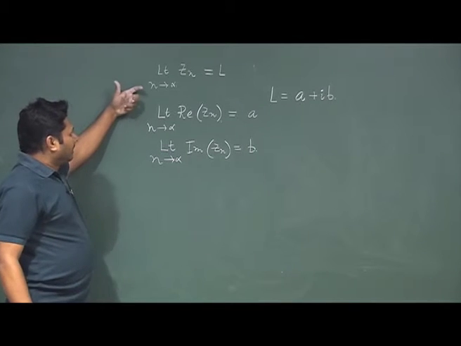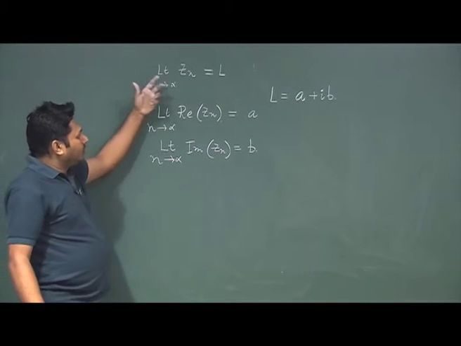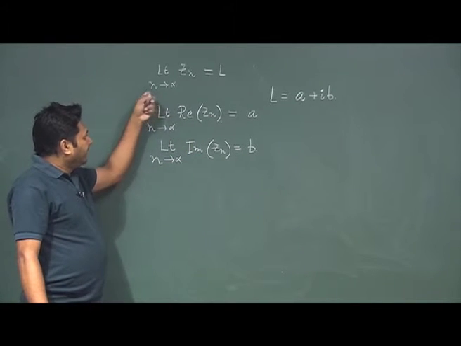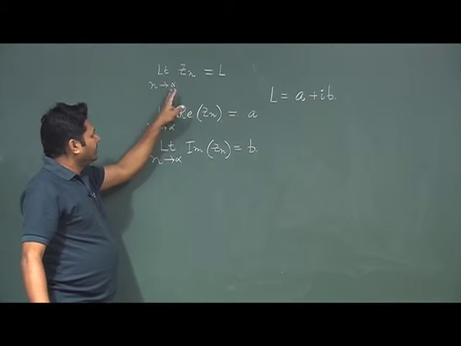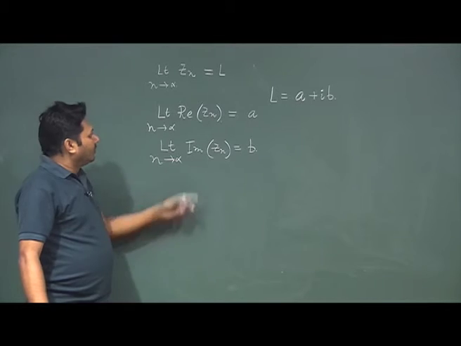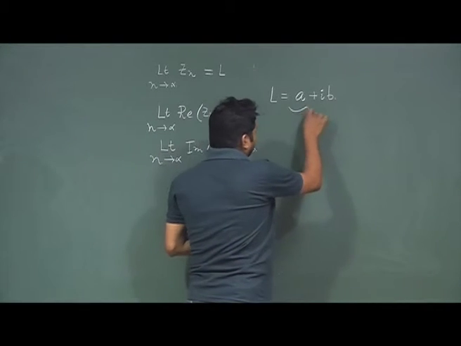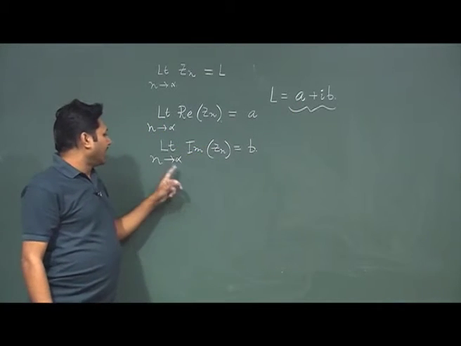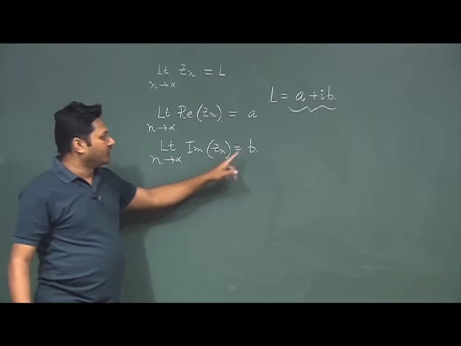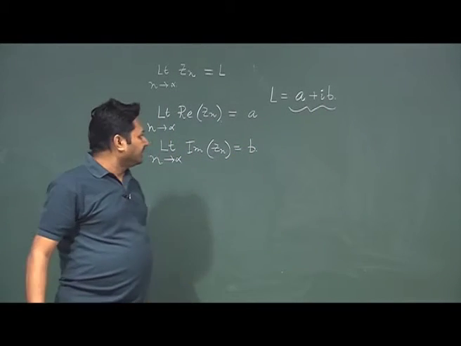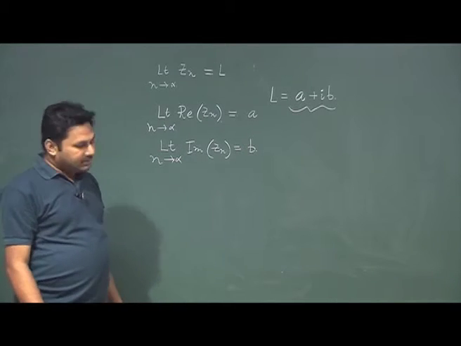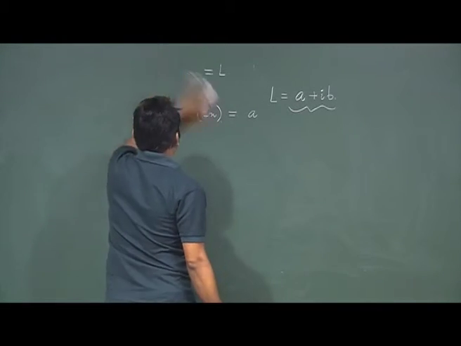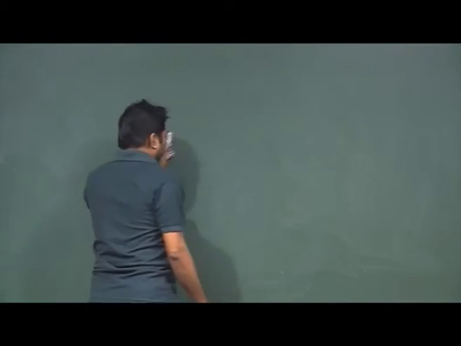So, that means this complex number contains two quantities, A and B, both are real, and when n tends to infinity, Zn goes to some value L, which is a plus ib, a complex number. The real part of Zn goes to the real part of L, and the imaginary part of Zn goes to the imaginary part of L. That is essential, so that we can have the limit in our hand. Okay. Now, we go to a few more examples and then things may be clear.